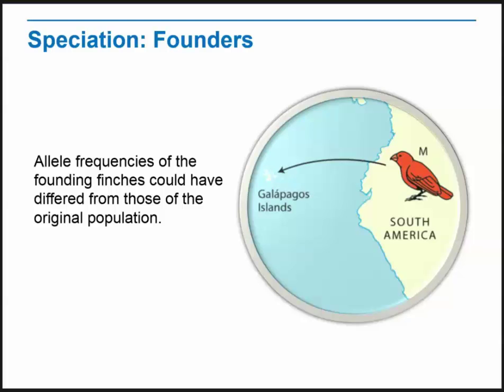Because of the founder effect, allele frequency of this founding finch population could have differed from allele frequencies in the original South American population. How might genetic drift, specifically the founder effect, have contributed to genetic variation in finch populations on different islands? Only a few finches are likely to have crossed to other islands from the first island the finches inhabited. Their allele frequencies could have differed by chance from those of finches on the first island.